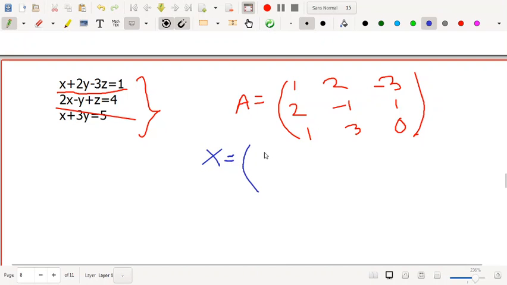X is your xyz column matrix. And what is your b? B is your 1, 4, 5.